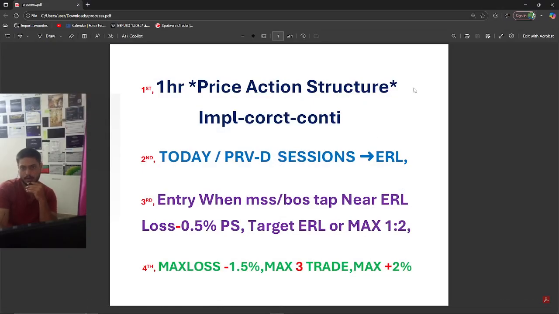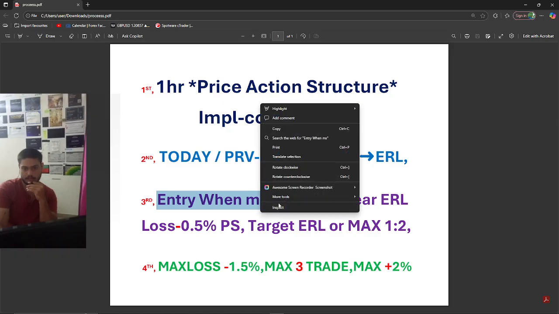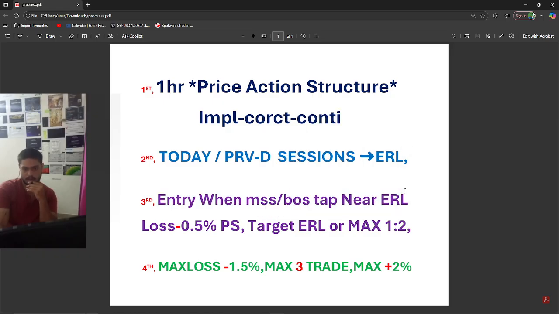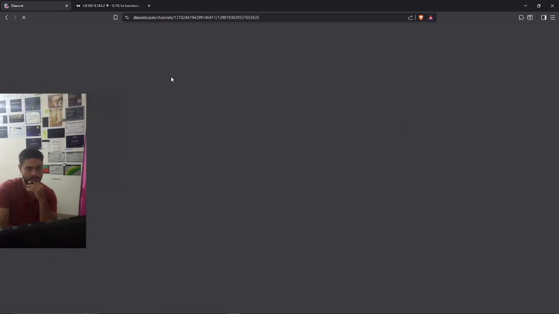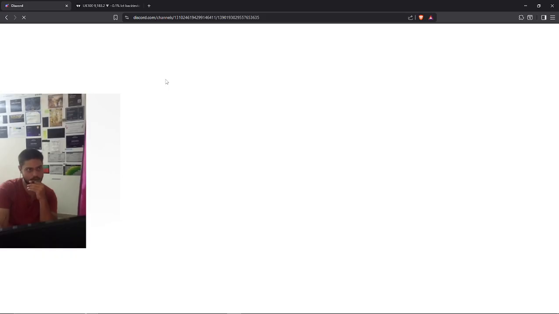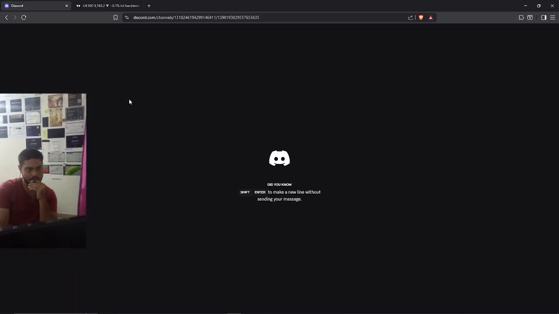and I just left this trade at 1:2. Why 1:2? Because I don't target more than 1:2. Max I do is 1:2. And the entry model I used was this BOS tap and near ERL. I reached 0.5%. I sent this trade to my friends in a server. Let me just open that.